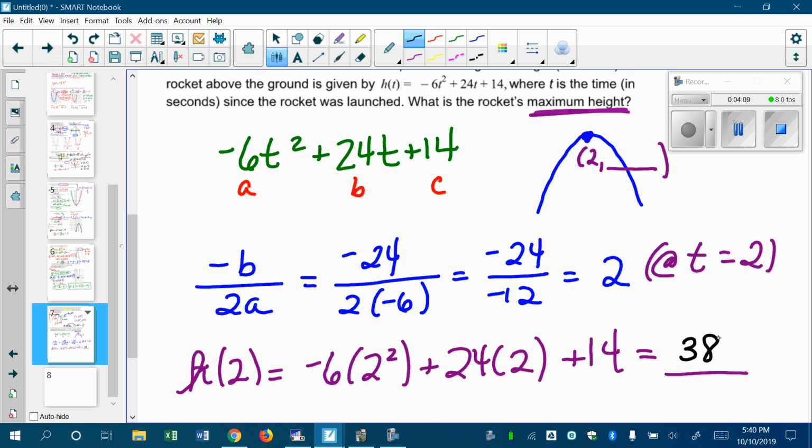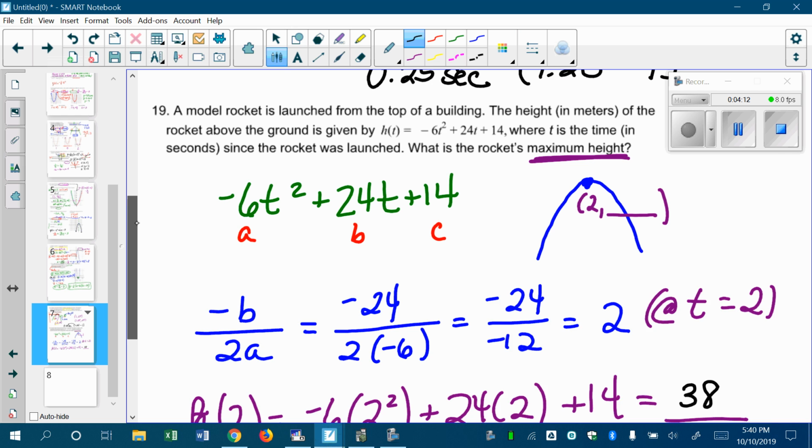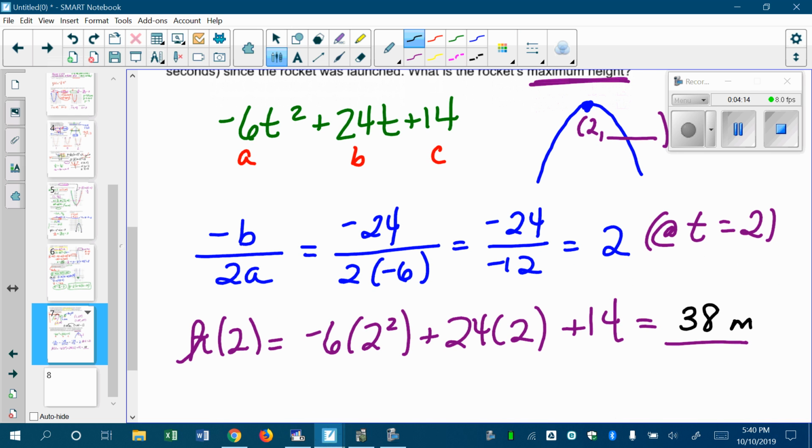38 is the maximum height, and height here was measured in meters. So this means 38 meters.